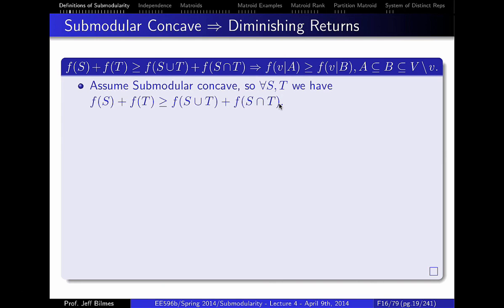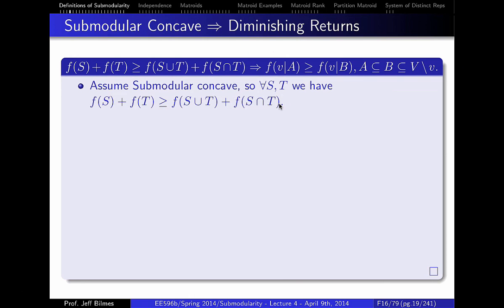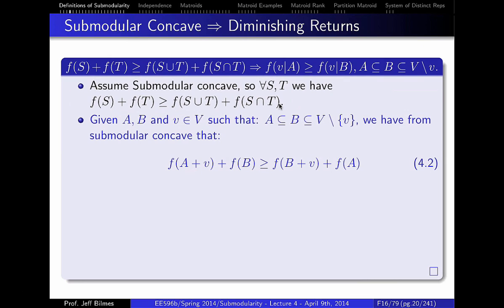Just to remind you what these things mean, we have their definitions up here at the top. This is essentially what we're trying to show, or in other words, we're trying to show that this bit here implies this bit here. So we're assuming that we've got submodular concave, which basically means that we've got this property. Now we take an A and a B and a V that satisfies this expression. And right away, we have from submodular concave that this is true.